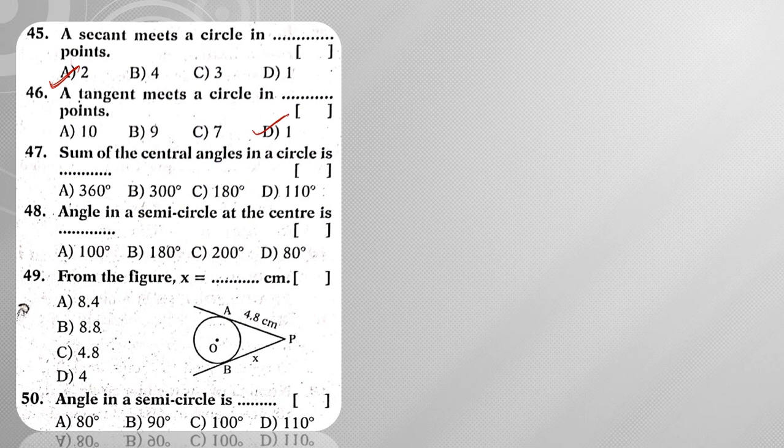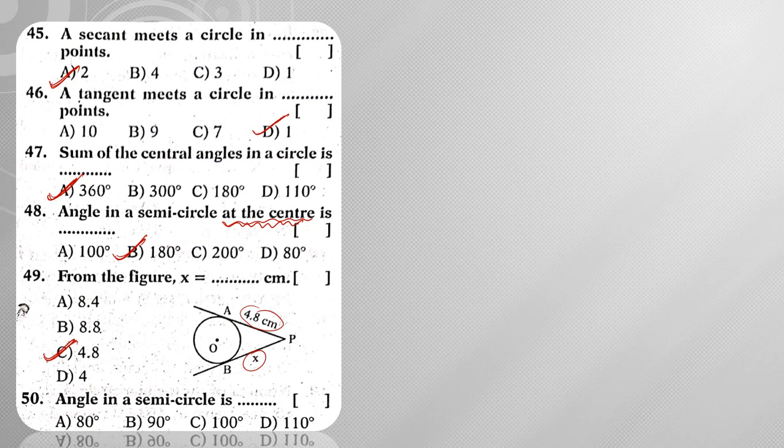Next, sum of central angles in a circle. The angles at the center of the circle add up to 360 degrees. Next, angle in a semicircle at the center. This point is important. Angle in a semicircle, if it says so, is 90 degrees, but here it is asking at the center, hence it is 180 degrees. Now next, from the figure, x is equal to dash centimeters. Here PA is 4.8 centimeters, then PB is also 4.8 centimeters. Hence the answer is 4.8 centimeters, because lengths of tangents drawn from an exterior point are equal.